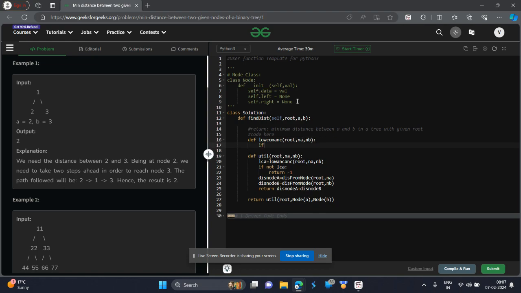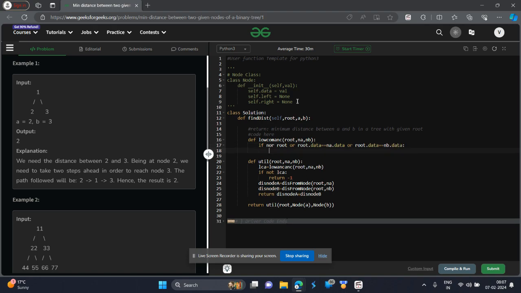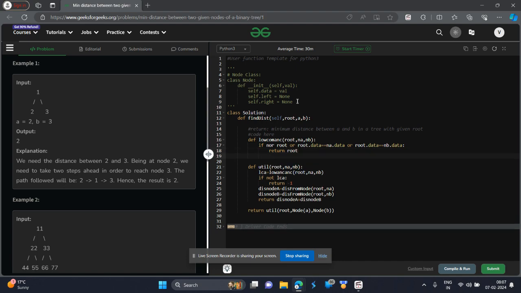Now the base condition: if root is not there, or if root dot data is the same as node A dot data, the value of node A is the same as the value of root, or similarly the value of root is the same as the value of node B. In all these cases return just root, because we are at the place where we wanted to be. We have reached our lowest common ancestor.